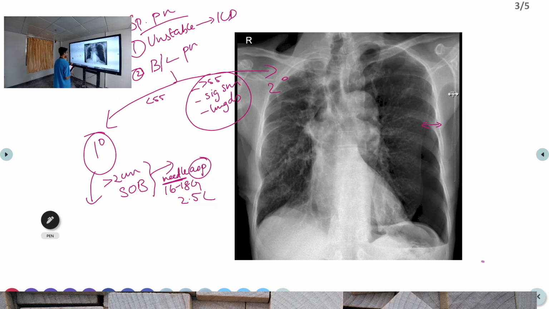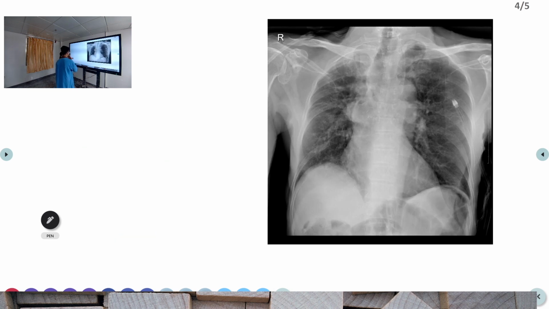What was done for this patient? As this is more than 2 centimeters and secondary spontaneous, we planned to go ahead with ICD tube insertion. Was it inserted? Yes. Inserted in the fifth intercostal space in the triangle of safety. What are the borders of the triangle of safety? The base of the axilla, the lateral edge of the pectoralis major, and the lateral edge of the latissimus dorsi. And the base would be the fifth rib.